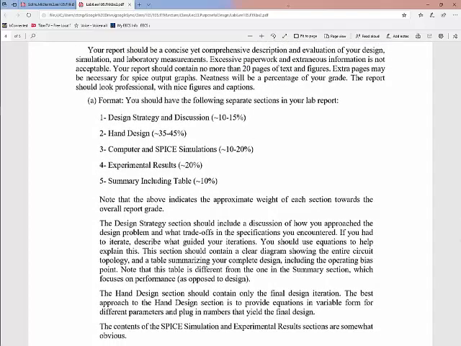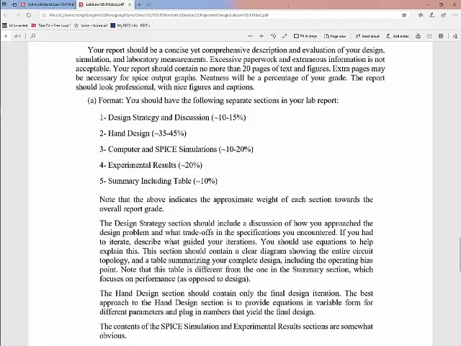And so in your report, make sure you have a design strategy and discussion. So that's something where you're talking about, okay, I tried this first. The bandwidth turned out to be too low, or whatever happened there. And so I made this adjustment to do that. And this adjustment was guided by this equation. So that's sort of how that discussion should look like.